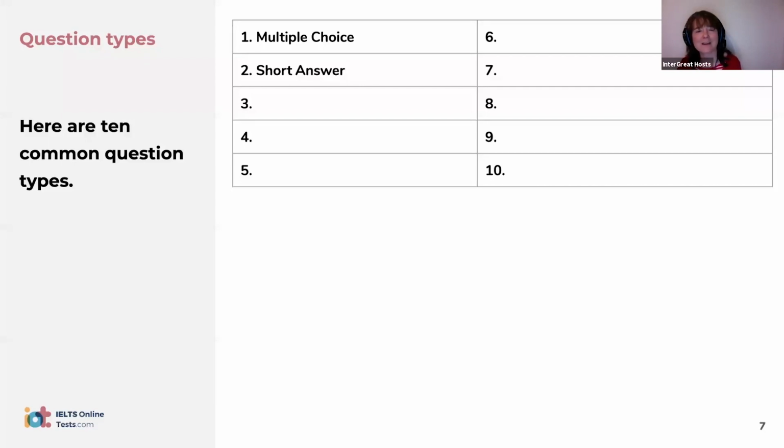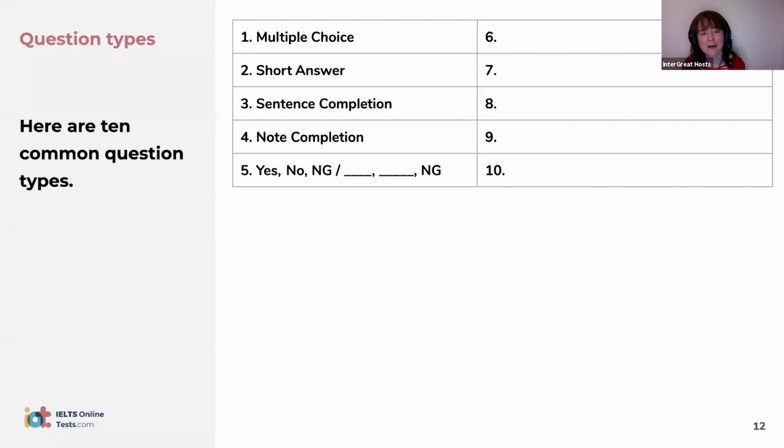Very good. Okay. Another type of exercise is sentence completion. Exactly. Then we also have something similar, note completion. Very good, Anmol. So we're not writing complete sentences, we're just filling in notes. And then the one that we're looking at today, it can be yes, no, not given, or it can be true, false, not given. Okay.